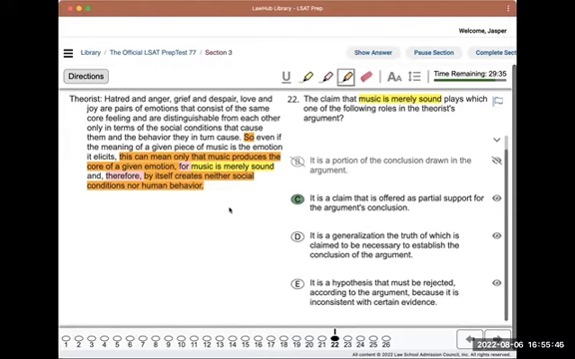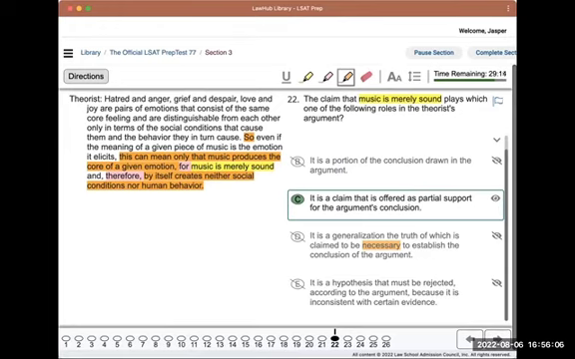It's a generalization, the truth of which is claimed to be necessary to establish the conclusion. So they don't actually say that we need music to be merely sound in order to get to the conclusion. So that's going too far. Is it a hypothesis that must be rejected? No, it supports the conclusion. Okay.